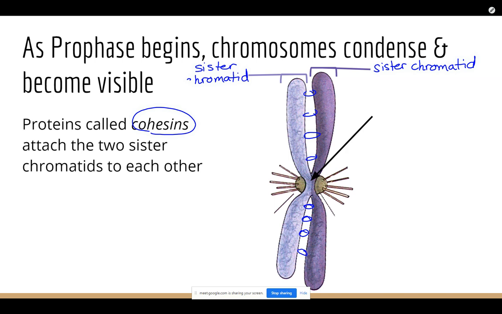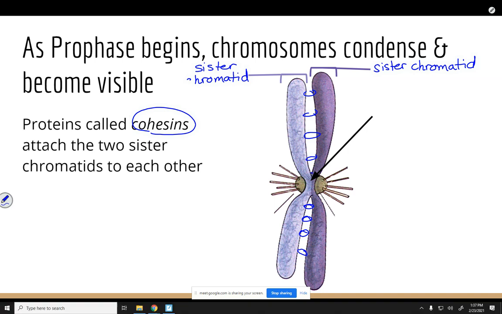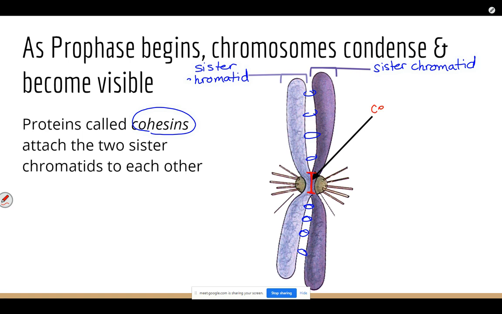The place where they are most tightly connected, though, is called the centromere. And the centromere is actually the region of the DNA. So it's this part here, I'll grab red. It's this part right in the middle, this region of DNA through here is the centromere.